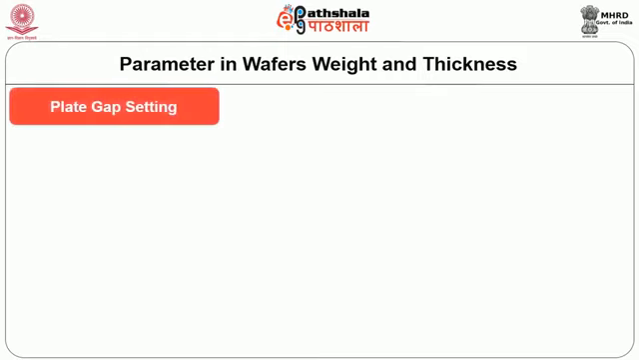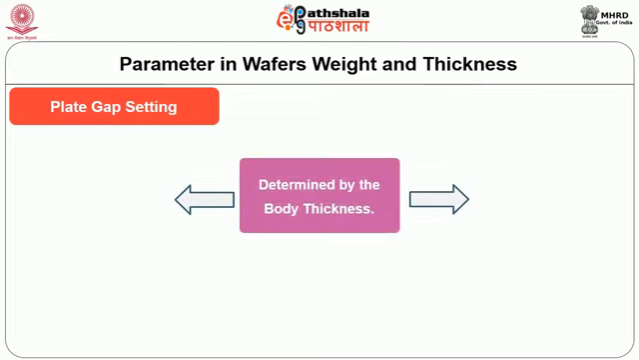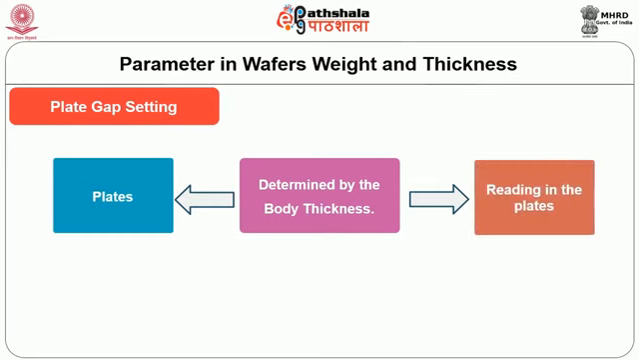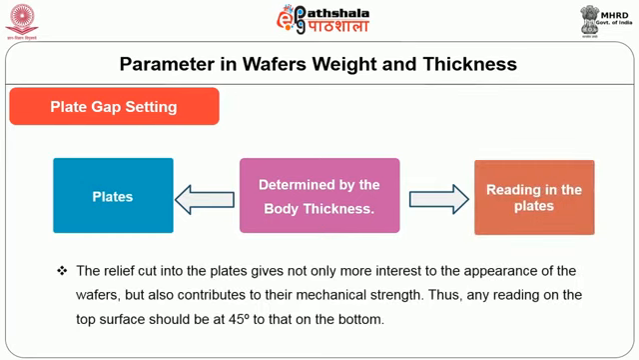First of all, the plate gap setting. The thickness of a wafer sheet is determined by the body thickness related to the gap between the plates and also the depth of relief or engraving in the plates. The increased gap between the plates increases the thickness.